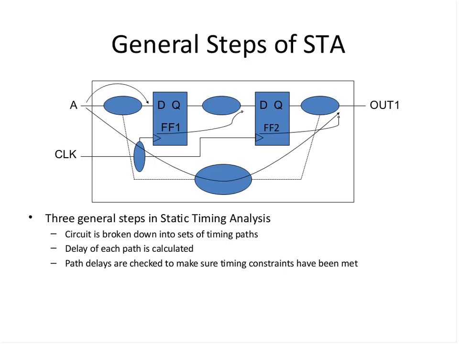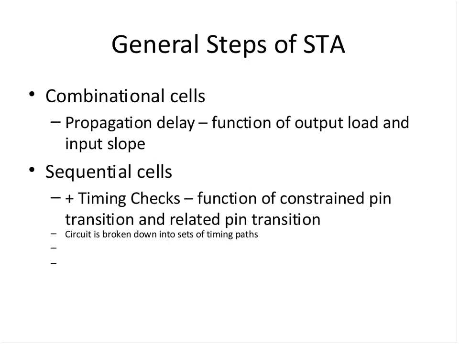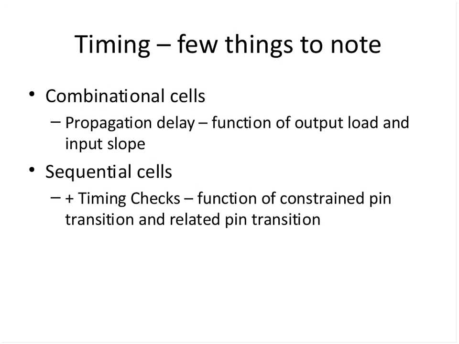Now let's see a couple of important things. For combinational cells, the only thing important is propagation delay. It is a function of output load and input slope. For a sequential cell, apart from the propagation delay from clock to Q, you also have timing checks like setup and hold, recovery and removal. Timing checks are a function of constraint pin transition and related pin transition. We have seen this in the library. If you don't remember this, please go back, look at the standard cell library, and see what setup is dependent on. What are the indices of setup? The setup lookup table.